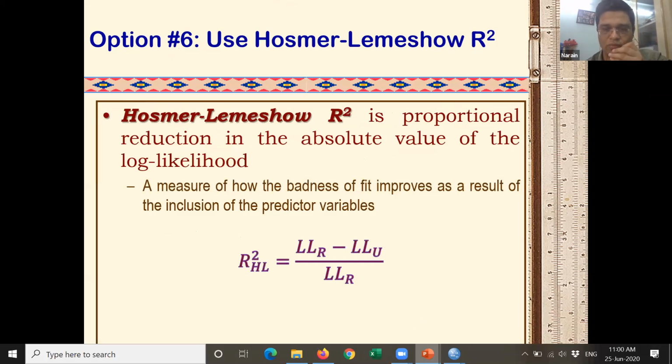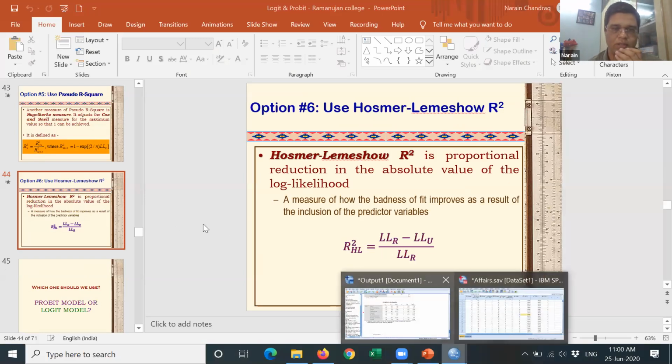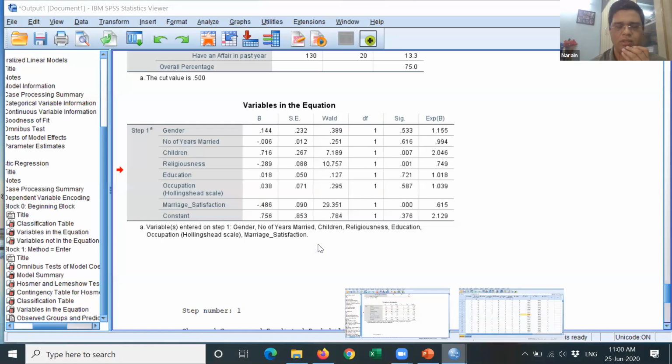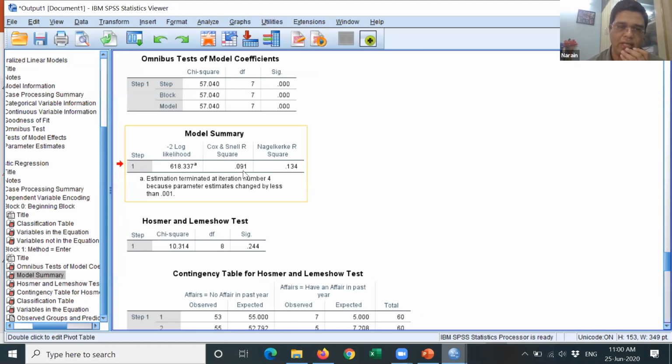So if I again go back to my output, we computed the Hosmer-Lemeshow test, which was R square. It's not a very good test, but still it's a much more reported one. So you have 2 times log likelihood, Cox and Snell R square, and Nagelkerke's R square. These are some of the numbers which you are getting. Remember, our R square in a linear probability model was also coming as 0.09. But here it's 0.13, which is what the Nagelkerke R square is generally reported for.